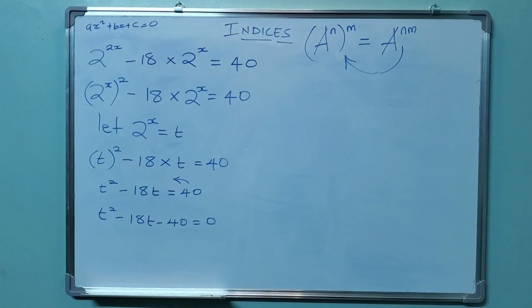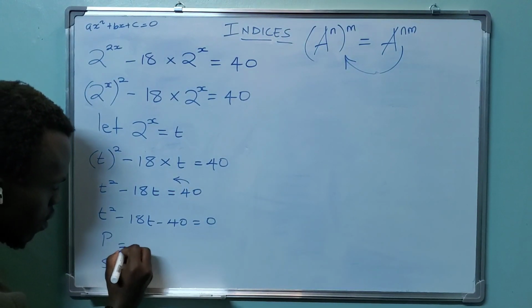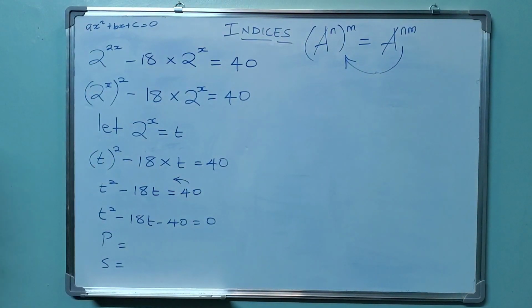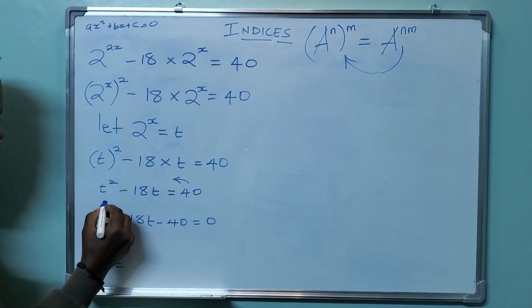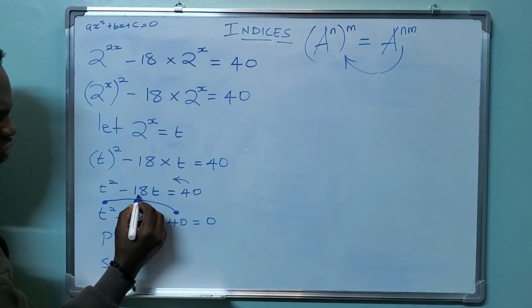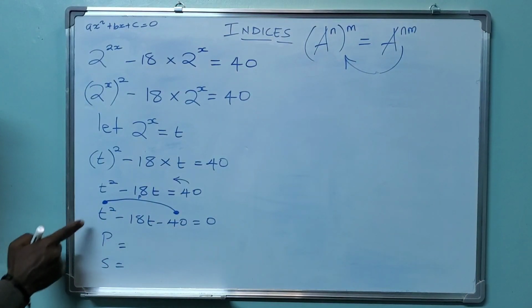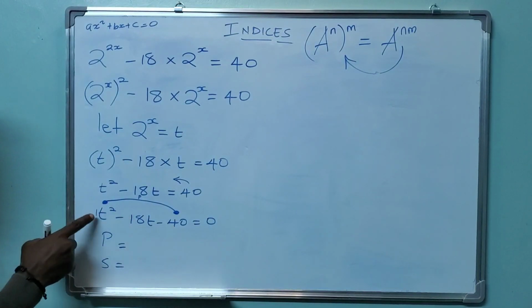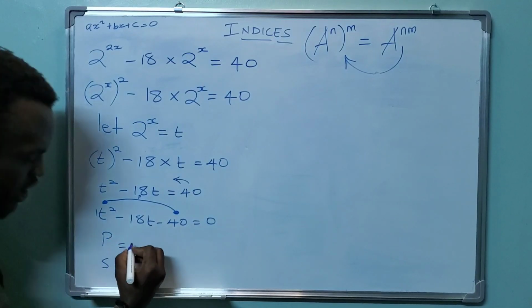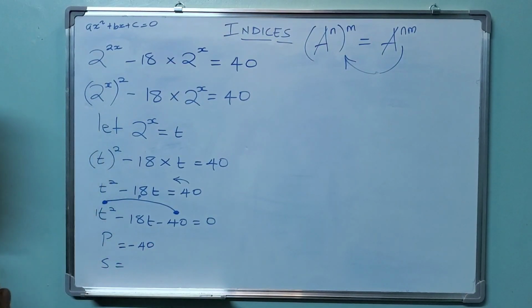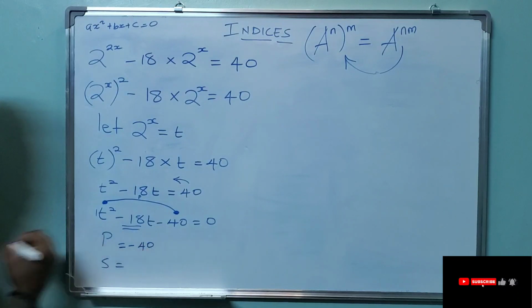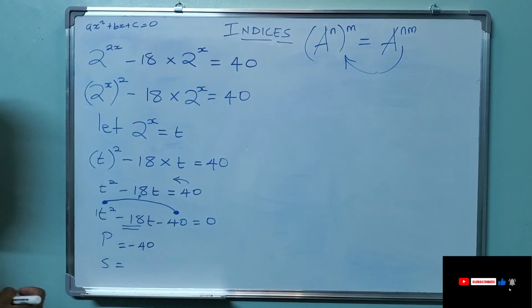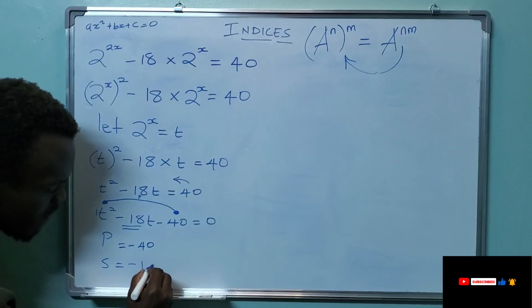Now today let us use the factorization method to get the value of t there. Now factorization method, I'm going to get the product and the sum. So product, I'll take the first value there, I multiply it with the last value. That gives me the product. So it means that the product here, remember it is the values. Here it is like 1. 1 multiplied by negative 40, which means my product is negative 40. What about my sum? This value here is usually my sum. The mid value is your sum. So I'm going to have my sum as negative 18.